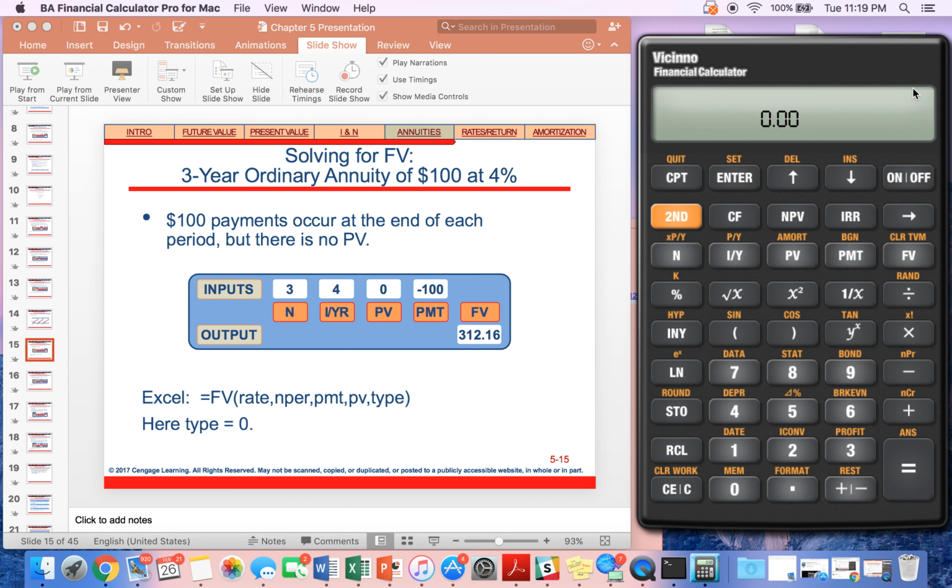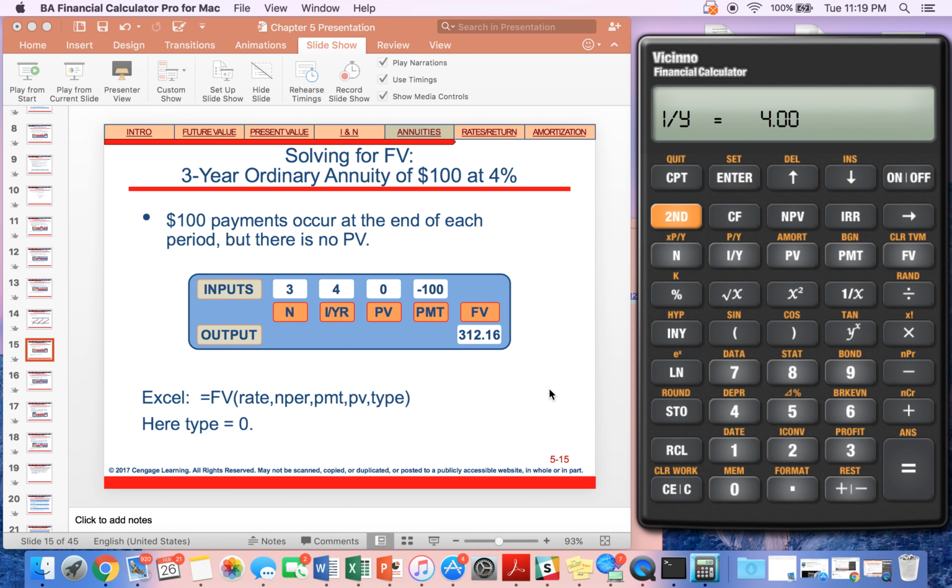So now that you've got that lesson, let's go ahead and calculate an ordinary annuity. So solve the future value for a 3-year ordinary annuity of $100 at 4%. It's pretty straightforward. I have this annuity. My period of investment is 3, so my N is 3. It's at a rate of 4%.